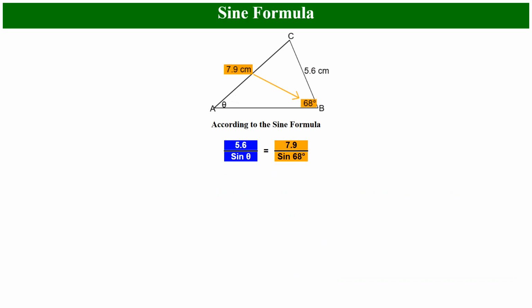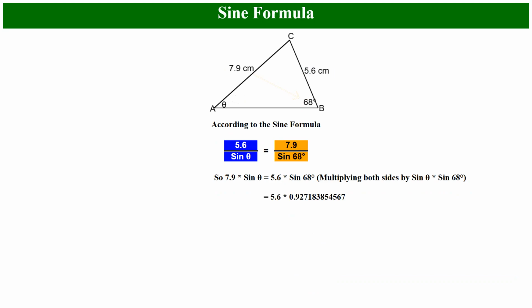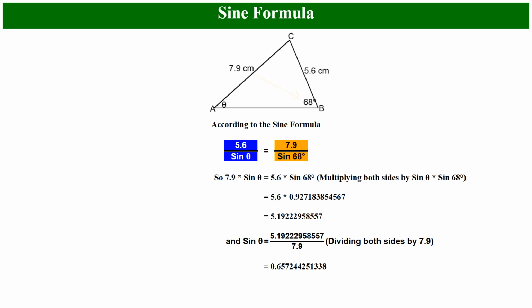And now, what shall we do? Well, we'll cross multiply, or multiply both sides by sine theta, sine 68 degrees, and we get this line. And now looking up sine 68 degrees on a calculator, we get that, and multiplying those figures together, we get this 5.192, etc. Now we can find sine theta by dividing both sides by 7.9. And we get this. And doing that division on a calculator, we get this 0.657, etc.